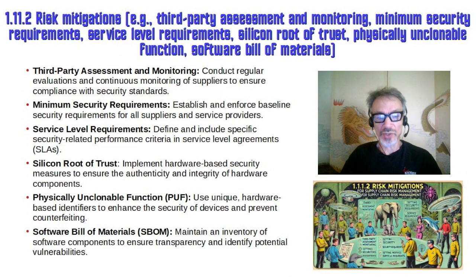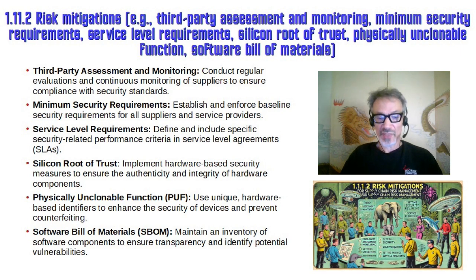Risk mitigations for supply chain security. There are 6 key strategies we need to understand. 1. Third-party assessment and monitoring. This involves conducting regular security evaluations and continuous monitoring of suppliers to ensure compliance with security standards. It's not a one-time check, but an ongoing process to maintain visibility into your supplier security practices.